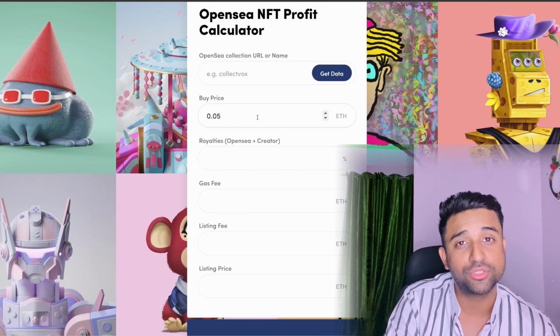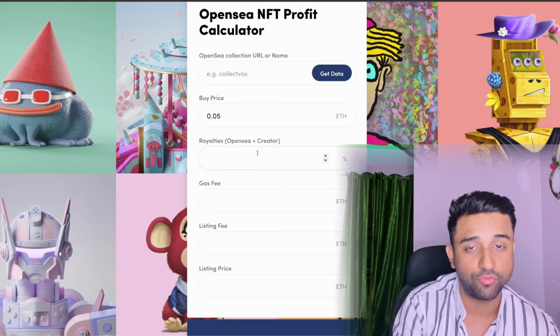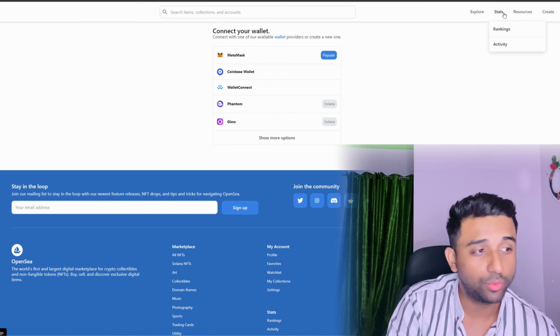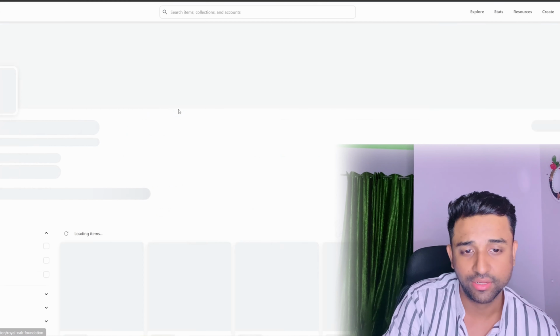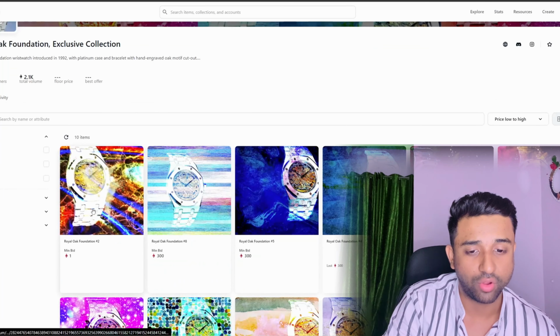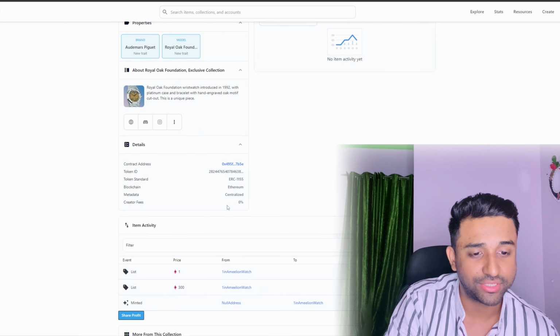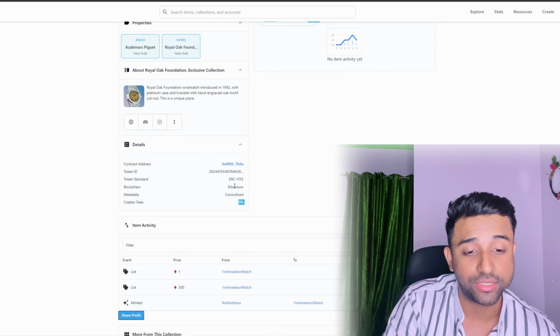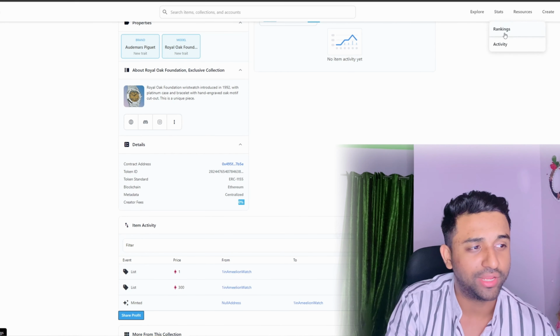Once you enter the 0.05, now you need to enter the percentage of royalties, which you will be easily able to find on OpenSea. If you don't know how to do it, let's quickly have a look at a collection and I'll show you where you can easily find the percentage of their royalties. So we have got into this particular project. If you go to the details section, it says creator fee is 0%. That means this particular project is not charging any royalties. So not a very good example for you guys.